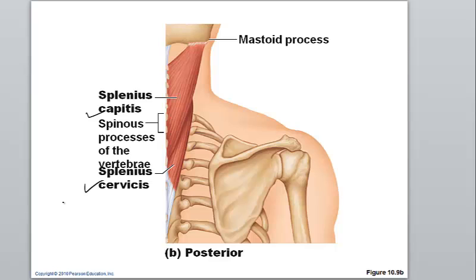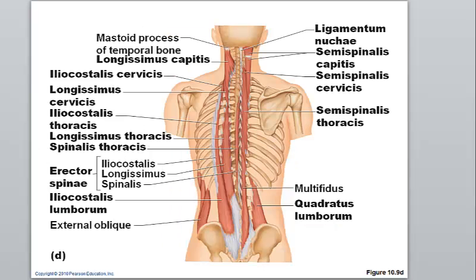Remember I said the posterior muscles of your neck help in the first class lever system? These are the muscles that are going to extend and hyperextend. How do they do that? Because they're attached to the mastoid process, so the neck is pulled backward, the head is pulled backward when you use these muscles. Now we're moving on to the back muscles.